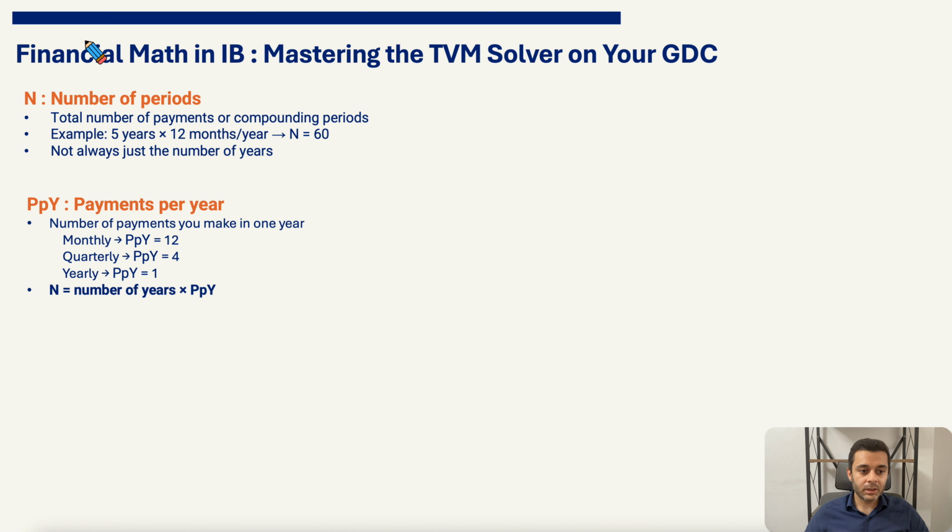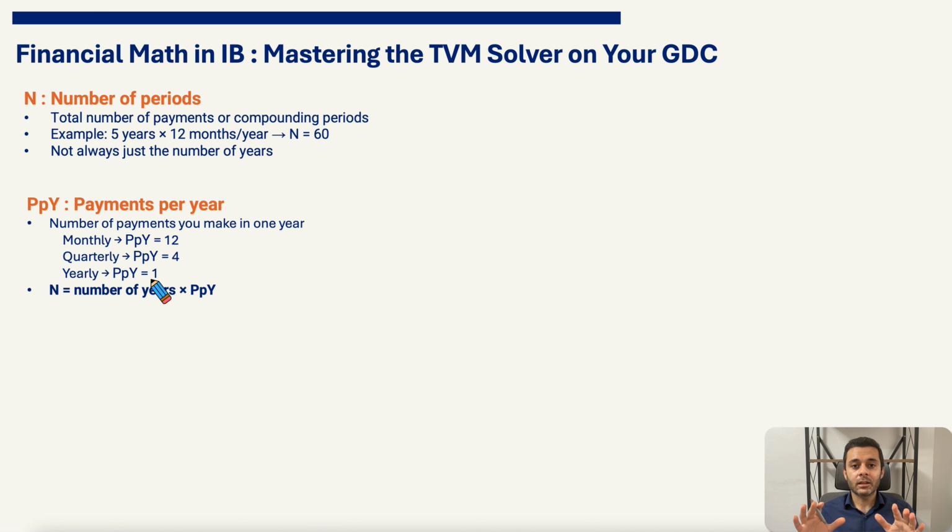Next, we have the PPY, or the payments per year. As you see, it's the number of payments you make in 1 year. So if you're paying monthly, then 12 times a year, PPY will be 12. If it's quarterly or every 3 months, then it will be 4. If it's yearly, then PPY will be 1.